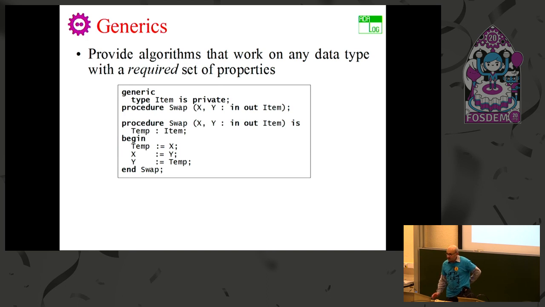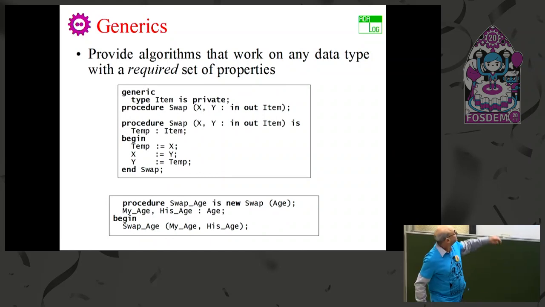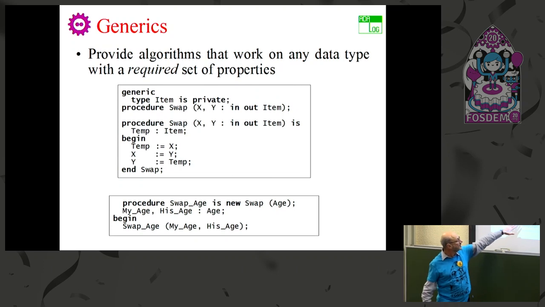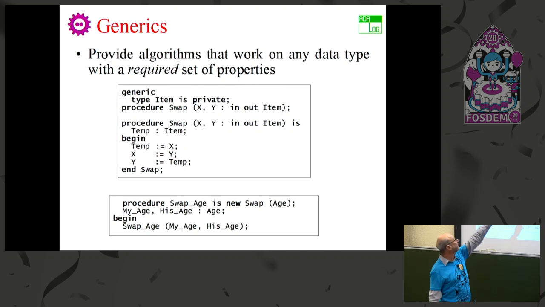Generics, as I mentioned, are algorithms that work on any data type. So you can say that you have a procedure swap and that you have to give it a type. "Is private" means it has only the properties known to all private types, which are assignment and comparisons. And therefore, for every type that matches a certain number of minimal properties, you can instantiate that generic like this.